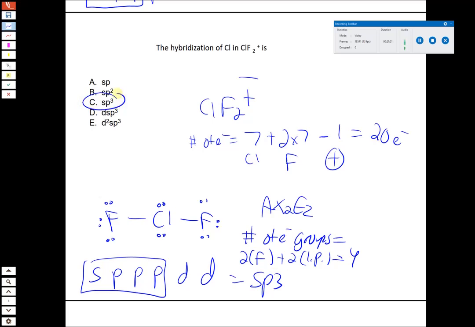Alright, so predicting hybridization of the central atom is as simple as drawing a relatively good Lewis structure. You don't even need to worry about double bonds and things like that. If those are present, this wouldn't have double bonds, but if it did, it doesn't matter. We just count electron groups, 4 electron groups, 2 atoms, 2 lone pairs, makes it sp3.